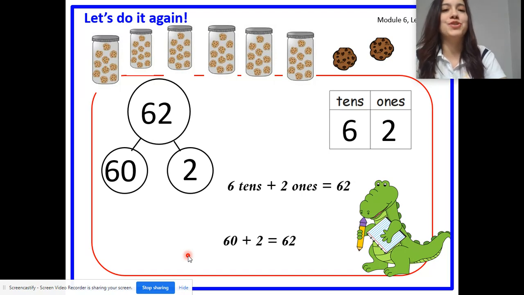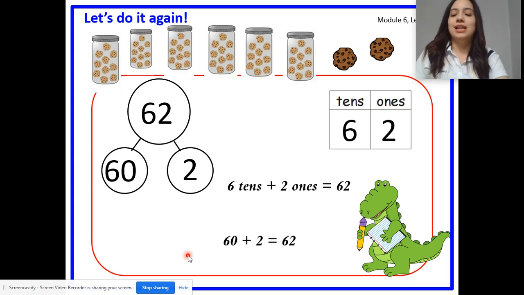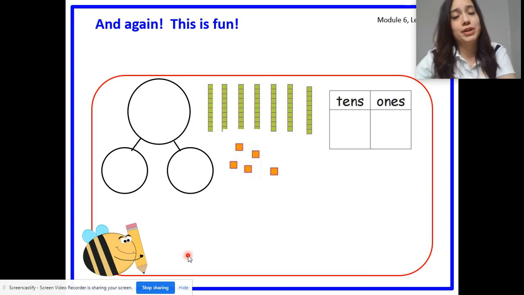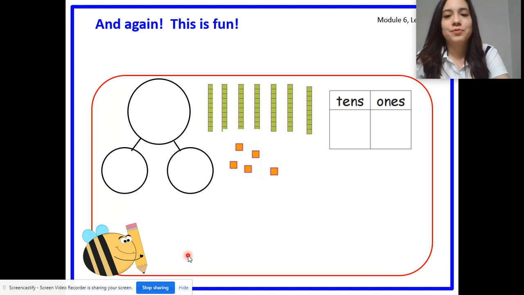Awesome. You guys are doing great. So let's continue. Remember, if at any time you need more time, don't be afraid to pause the video and continue when you're ready. And again, this is fun. I don't know about you guys, but I love place value. So, ready? Look here. Now our pictures have changed. We have tens and we have ones.